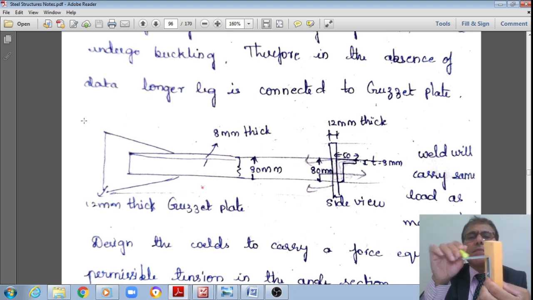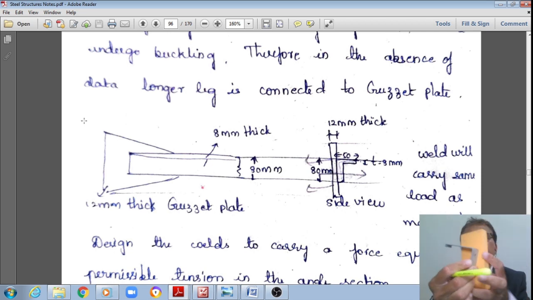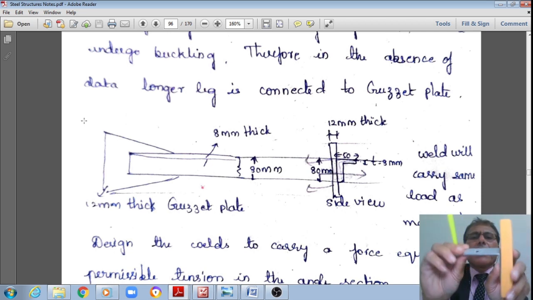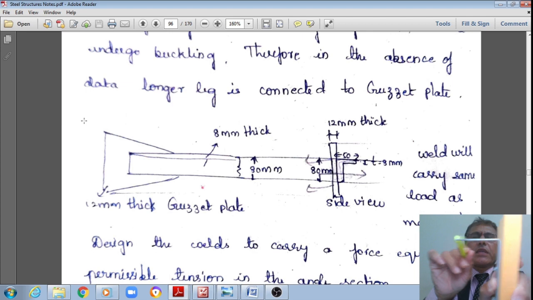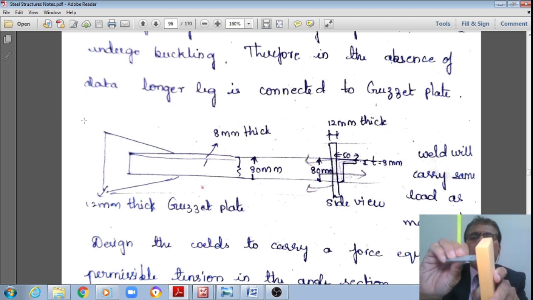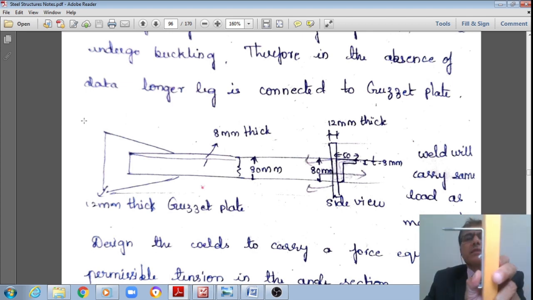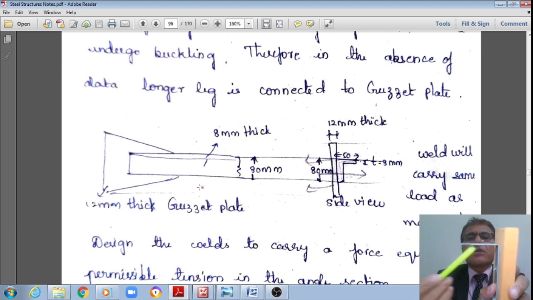However, that outstand cannot be 80 mm because if outstand is 80 mm, obviously it will undergo buckling, leading to the failure of this tension member. Therefore, generally the smaller dimension will be kept as the outstanding, student. You just remember this, right? This is an important point, right? That is how in section, right? And its thickness is equal to 8 mm.